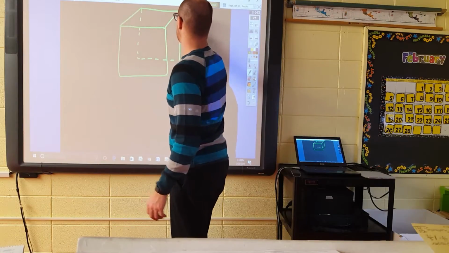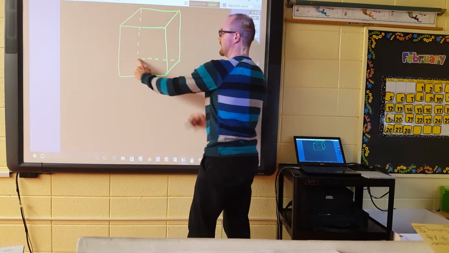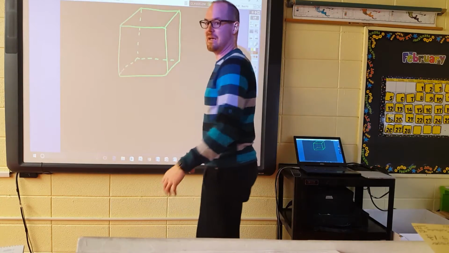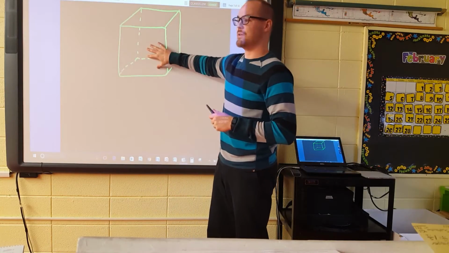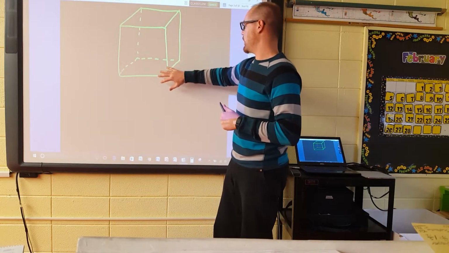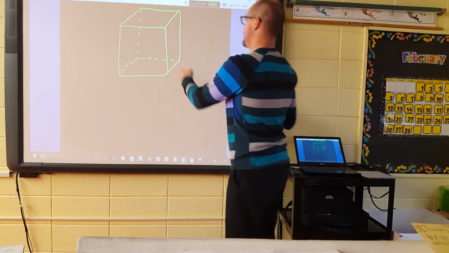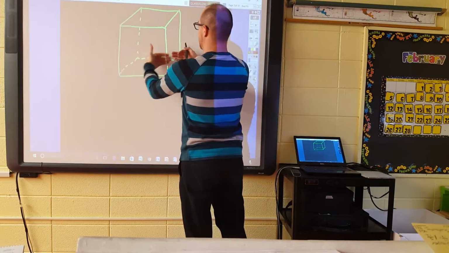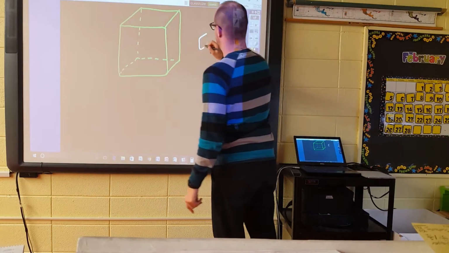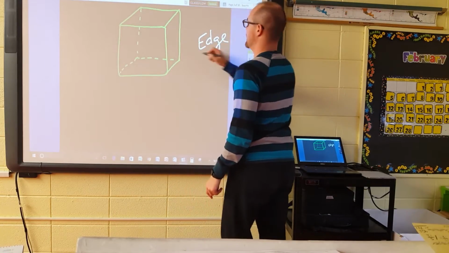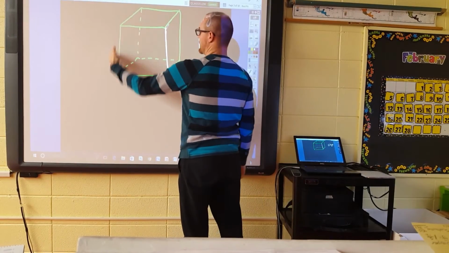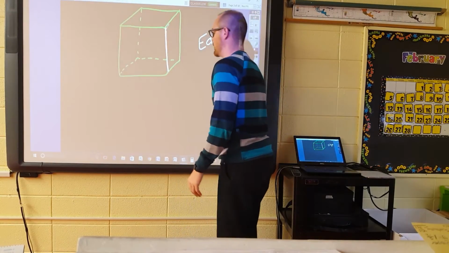Okay, and the lines that I've drawn that are dotted lines, those are just hidden lines for this three-dimensional object. Obviously, you can't draw a three-dimensional object on a two-dimensional surface, so that's why we have what we have. Where two sides meet, right here, that's called an edge. An edge is where two sides meet. This is an example of an edge, and of course all of these lines are.